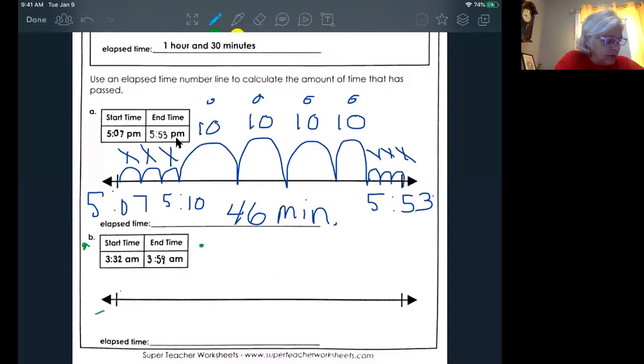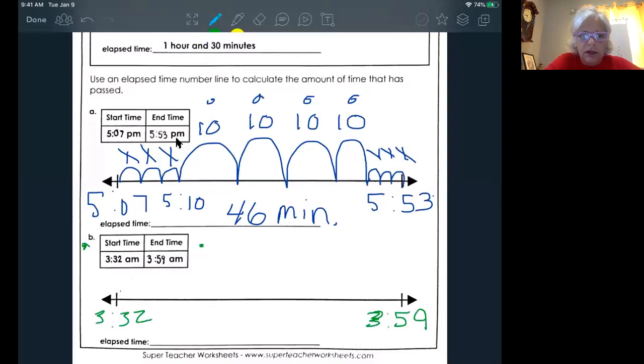So our start time was 3:32 a.m. So that's when you're sleeping. And then 3:59 is when it ends. All right, so what do you think we're going to use first? We're going to use our rocks.